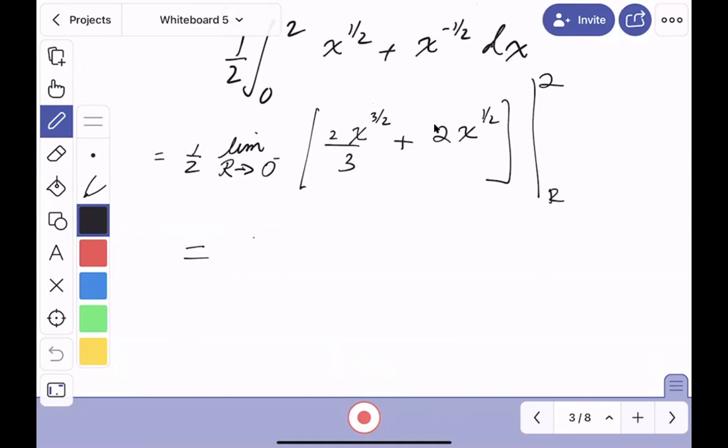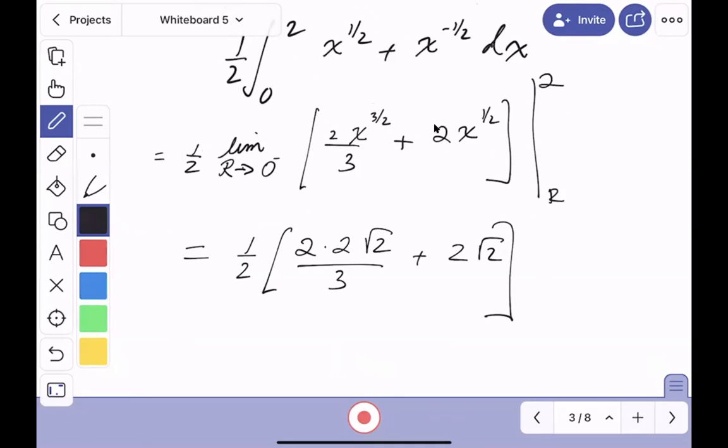So what do you get over here? Let's see if we can do it. Certainly it doesn't look too bad to do. I'm going to write this over here. So it's going to be 2, and 3/2 is 1.5. So it's going to be 2 root 2 over 3 plus 2 root 2.